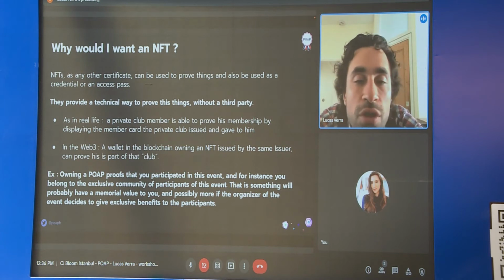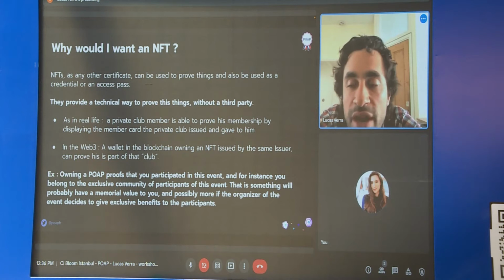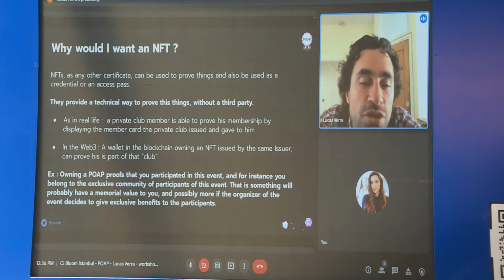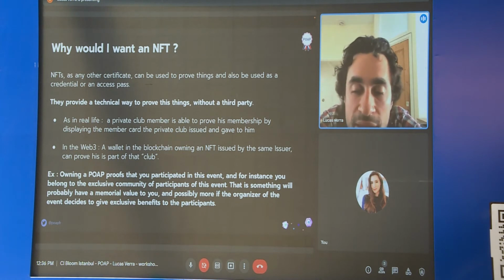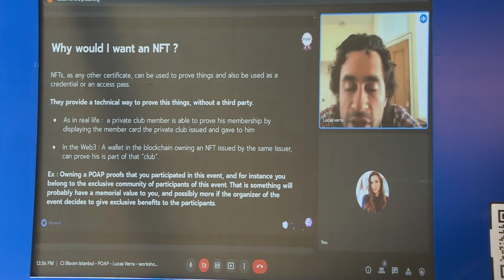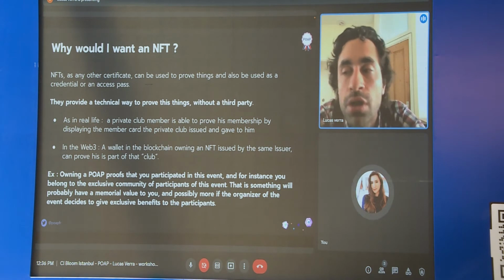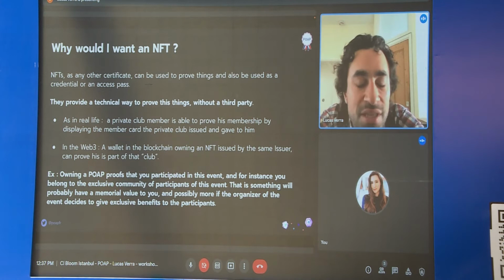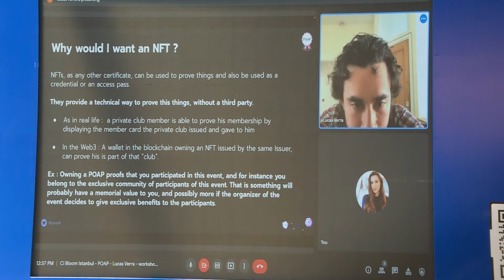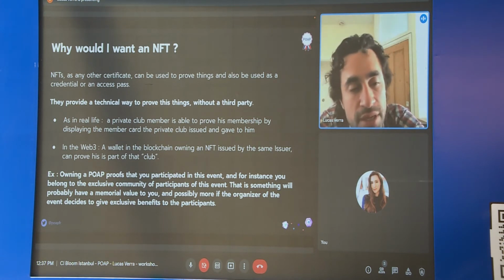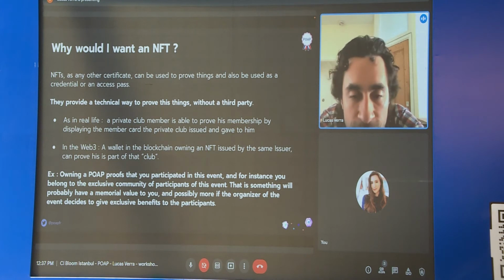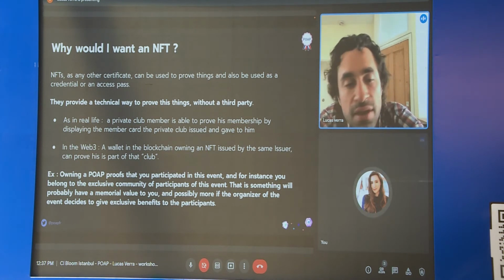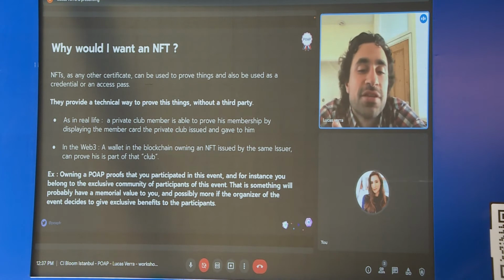Or even if you go to a fashion show, you will be able to have the collection of the different fashion shows that you've been through the years. And again, it's not on the database of the fashion organizer. It will be on your wallet, secured by the blockchain, and that's the difference, and that's the new thing about it. So, as a summary, owning a POAP is a proof that you have participated in this event, and for instance, that you belong in this community.